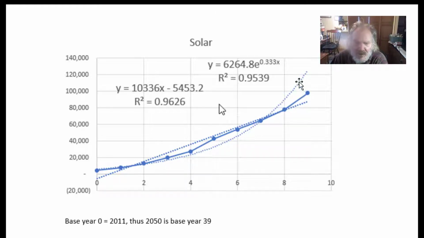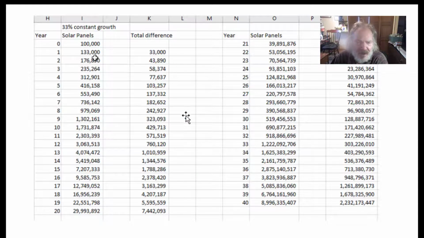So let's go to the exponential here and show you what a 33% exponential growth will do over a 39-year period. Now, this is just an example, okay? Let's say that year zero, whatever that was, 2011 or whatever, this is hypothetical, we started out with 100,000 panels. And then it would grow by 33% per year. So this would be the difference. Remember exponentials, constant percentage growth factor. So it'd start out with 100,000.